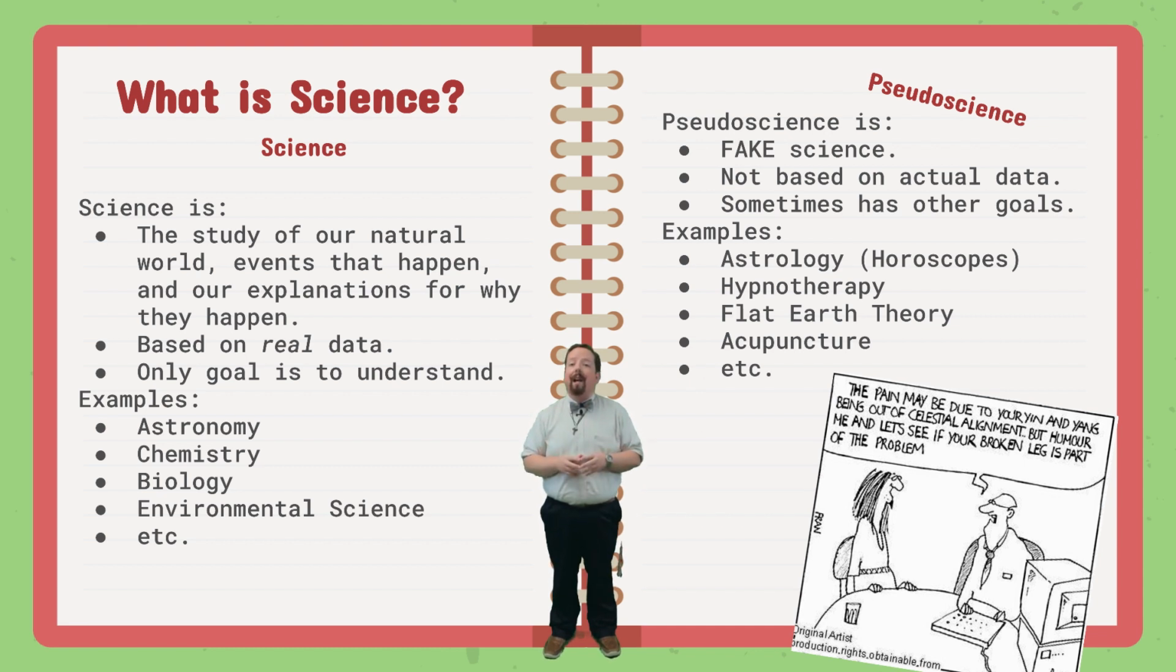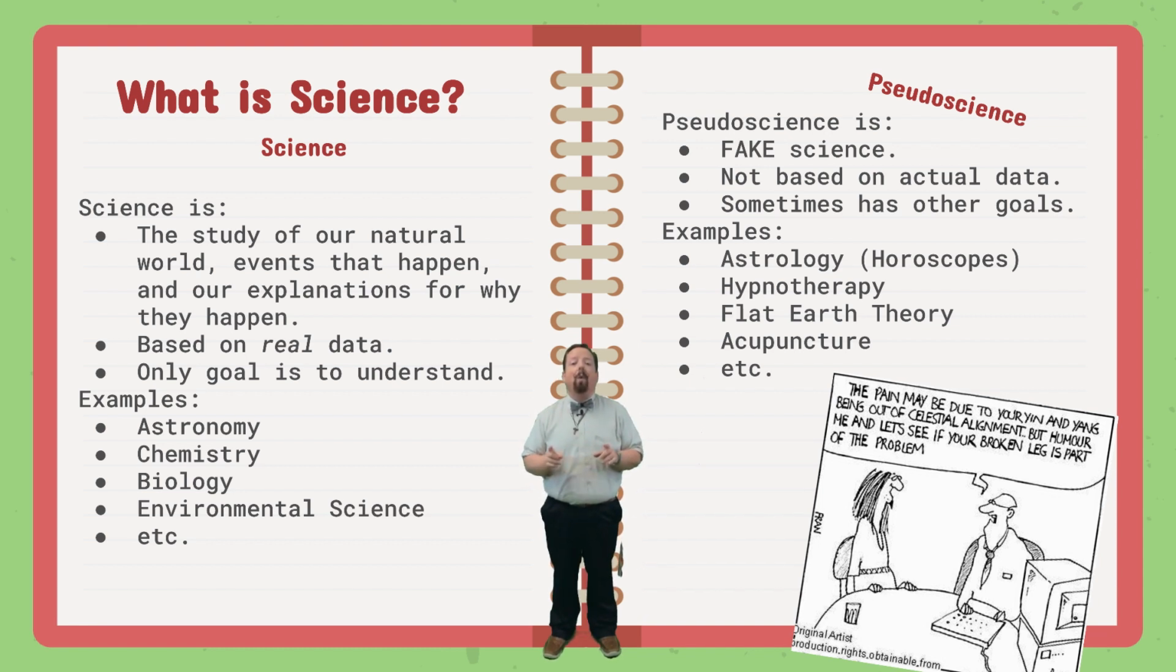The purpose of science is to better understand our world. Good science does not come with any other goal or biased intentions. It's simply there to help us understand. Some examples of science fields are astronomy, the study of planets and other bodies in space, chemistry, the study of matter, biology, the study of living organisms, and environmental science. Basically, anything you can think of that you know scientists have spent a lot of time studying and collecting data on, it's probably a science.